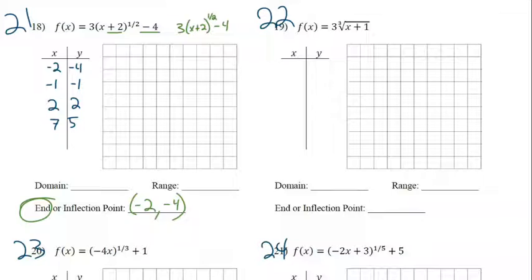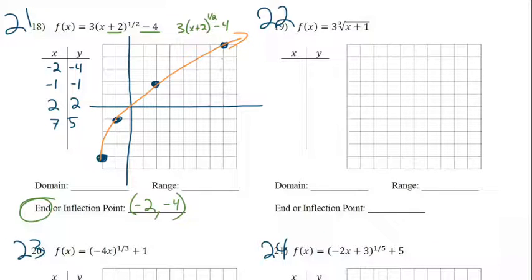Okay? And then we'll graph. And you can make your own graph however you want. My x's go from -2 to 7, so I'm going to slide over a little bit. My y's go from -4 to 5, so I'm going to put it like that, so I have room to go. And then here we are: -2, -4; -1, -1; 2, 2; 7, 5. 1, 2, 3, 4, 5, 6, 7, 1, 2, 3, 4, 5, right there. And we'll graph it. And there you go.